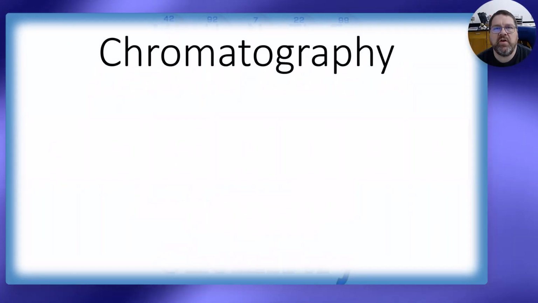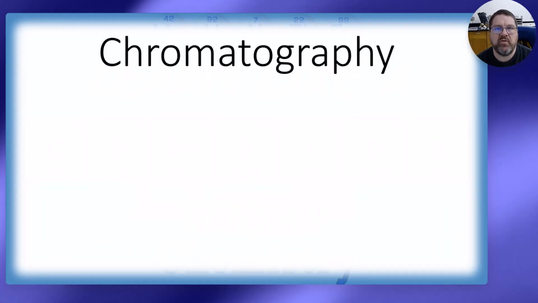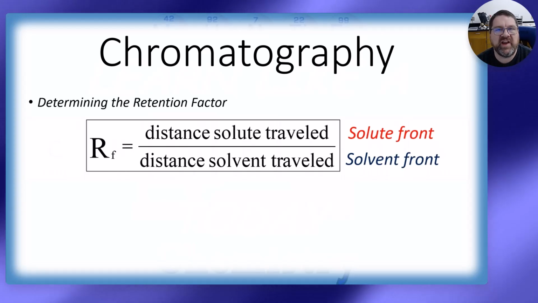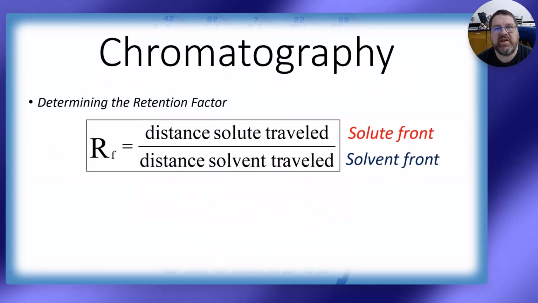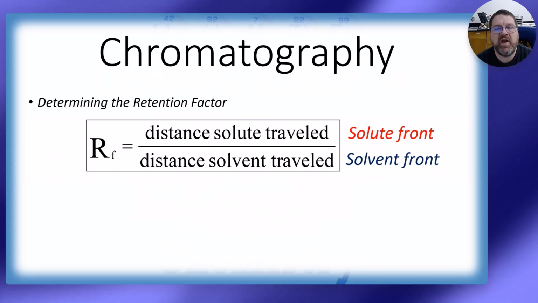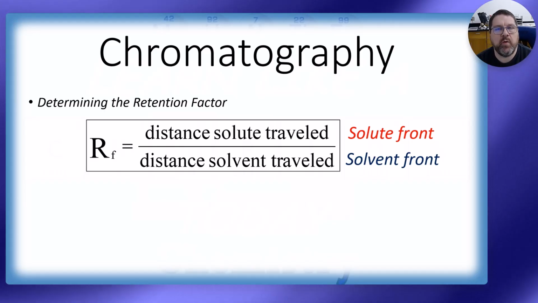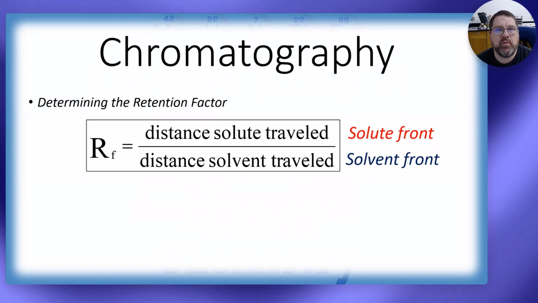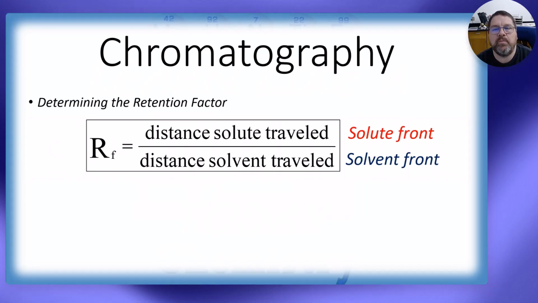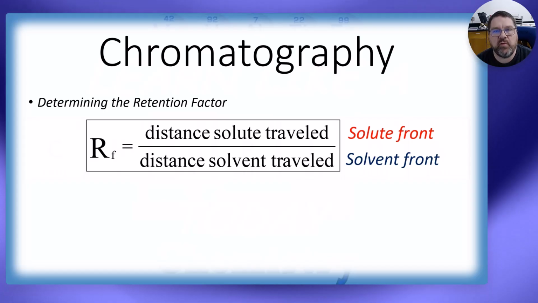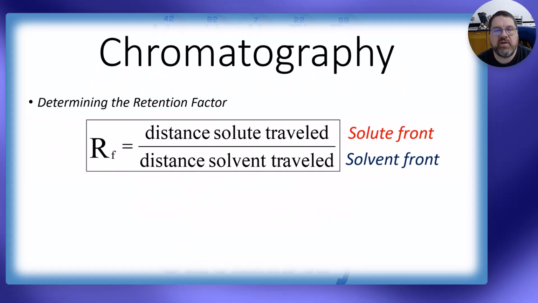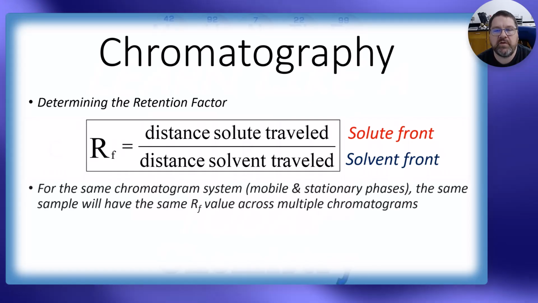The way that we can compare one chromatographic run to another is through something called the RF value, or the retention factor value. And this is a comparison of how far did the solvent, or the mobile phase, travel versus how far the solute, or the mixture component, travel. And so you would take the distance traveled by the solute, known as the solute front, divide that by the distance traveled by the solvent, or the solvent front.